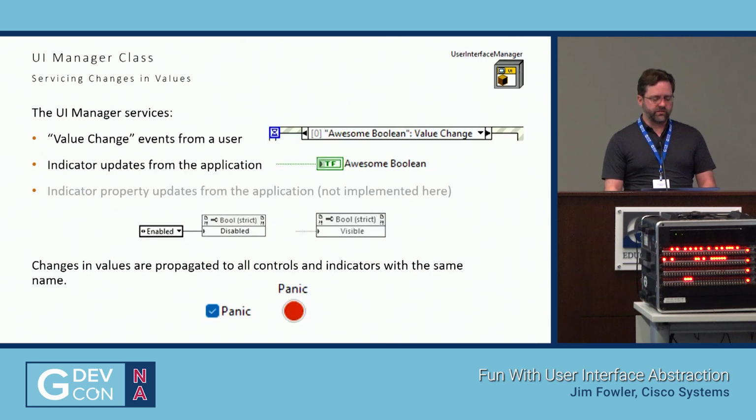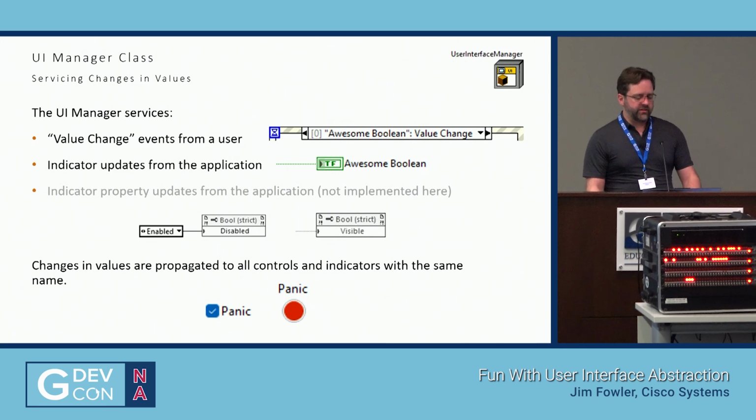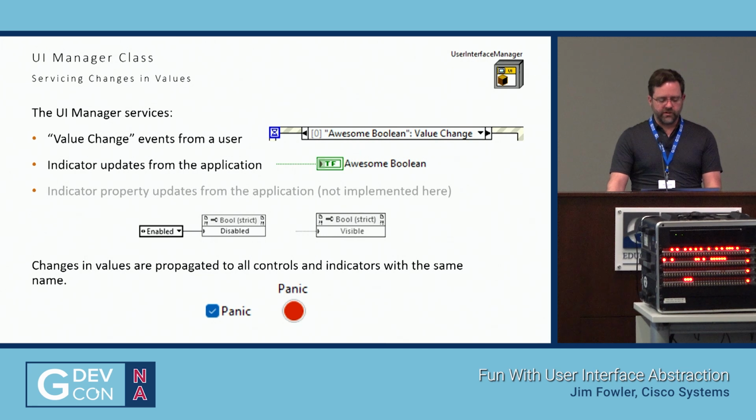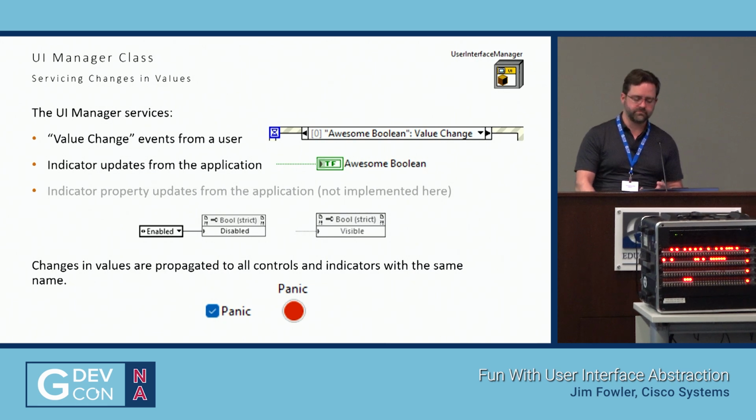So what does this particular implementation service? It services value change events from a user, which is what we're probably mostly after, and also indicator updates from the application, as well as control updates, which you're going to want to do from your application perspective. Changes to values are propagated to all controls and indicators with the same name, which is the label text. Basically any control or indicator that has the same label text is treated uniformly. The caveat is they all have to be of the same type.